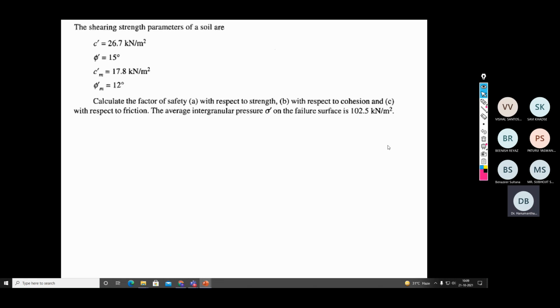So please try it from your side. Calculate the factor of safety with respect to strength, with respect to cohesion, and with respect to friction. You may refer back to your previous class notebooks to see the formula corresponding to the factor of safety with respect to strength, cohesion, and friction.